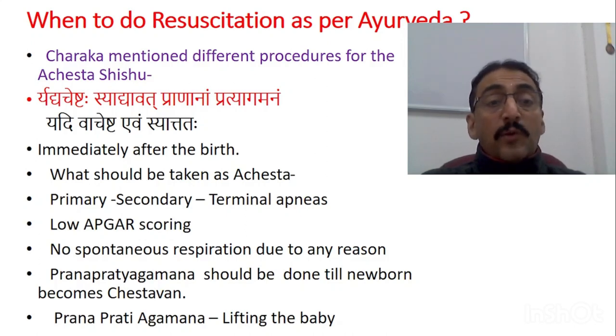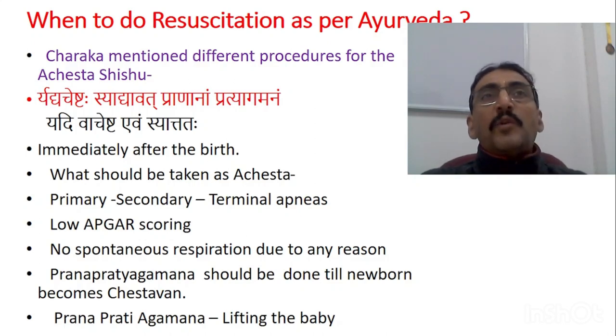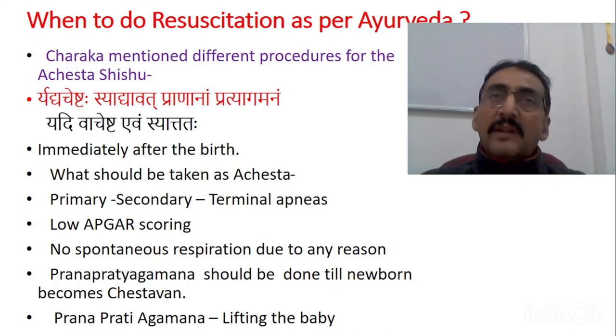So if there is no spontaneous respiration for any reason, maybe meconium aspiration or some other cause, even intraventricular hemorrhage, there is no spontaneous respiration of the baby immediately after birth, that is also an indication for resuscitation. And Charaka would have told that this condition is also achesta. So pranapratyagamana should be done till the newborn becomes cheshtavan. That is very clearly told by Charaka.